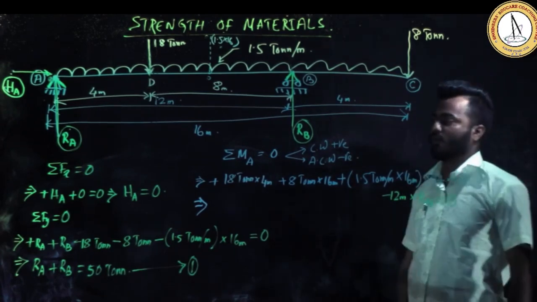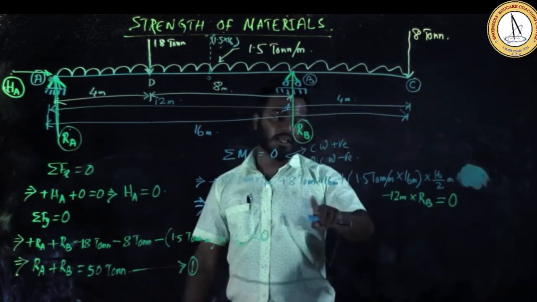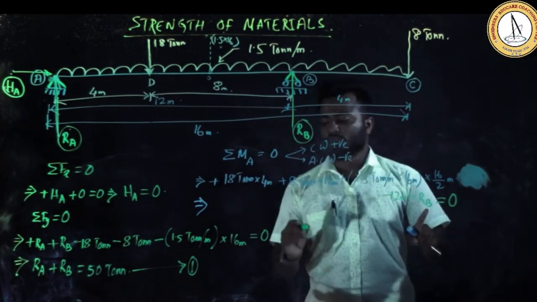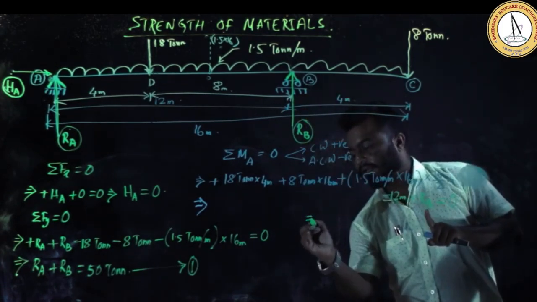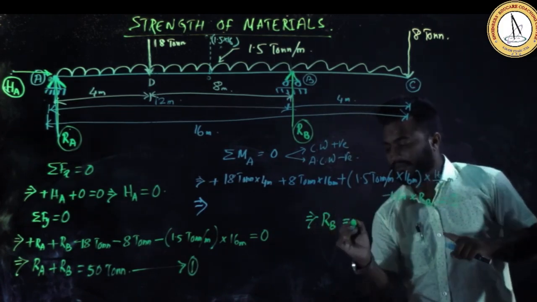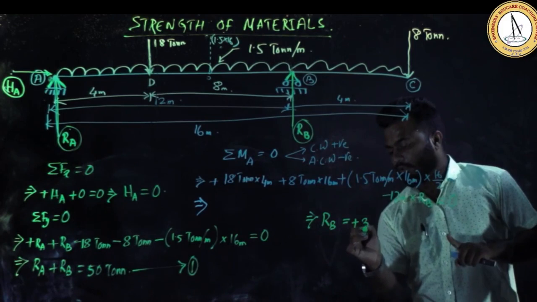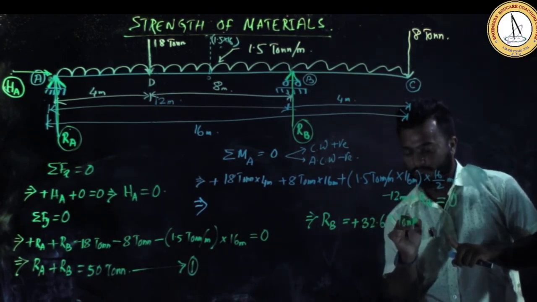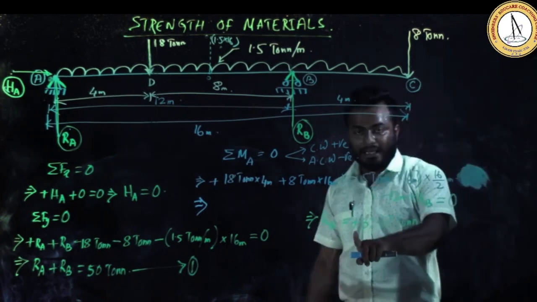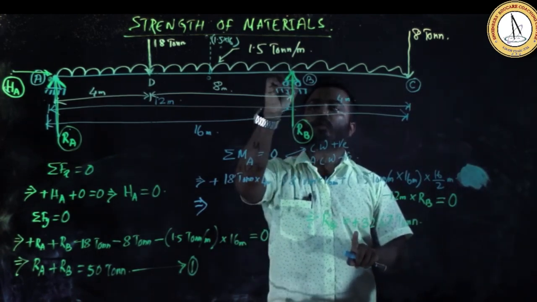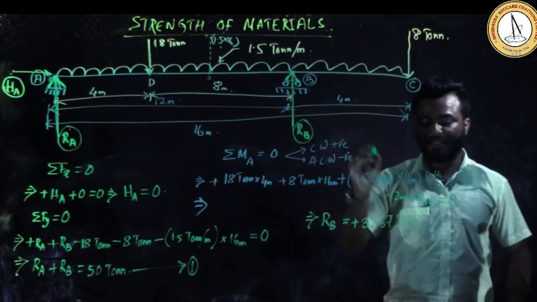Now there are no other forces. If you look at the equation, there is only one unknown and the others are magnitude values. So if you solve this equation by your calculator, you will find that RB is a positive answer of 32.67 ton. I get the answer positive. I have assumed the direction of RB in the upward direction, so my assumption is correct.